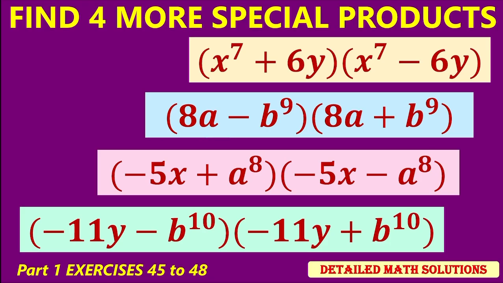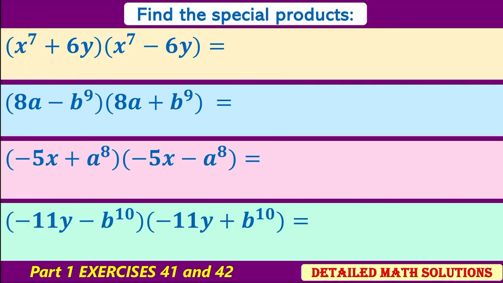Next, I'm going to find four additional products with one factor higher degree term displayed on the screen. Find the special product x to the seventh power plus 6y in parentheses multiplied by x to the seventh power minus 6y in parentheses. In this exercise, x to the seventh power will correspond to the a in the formula, and 6y will correspond to the b in the formula.